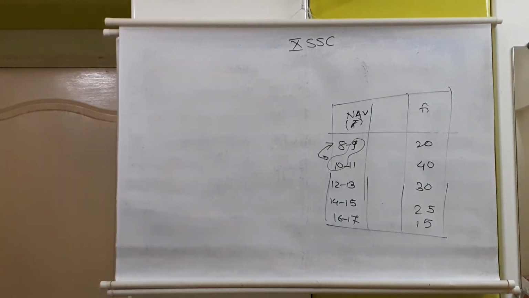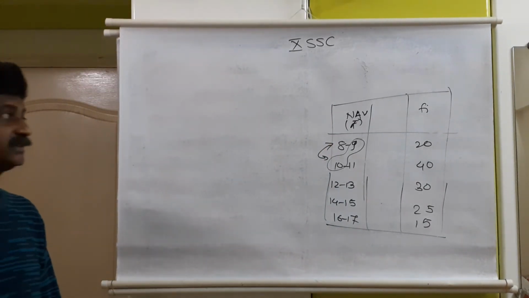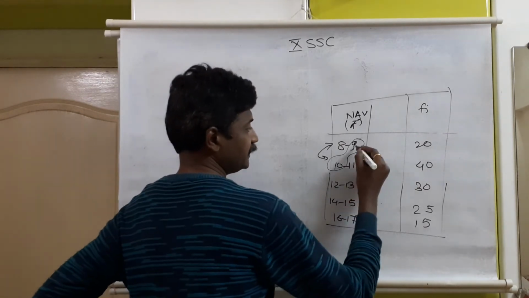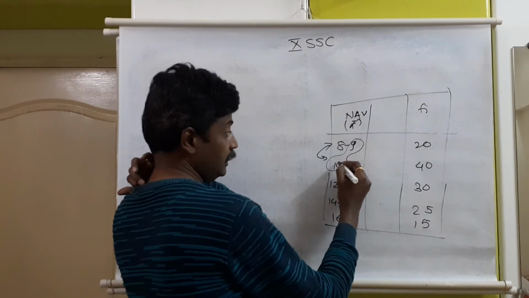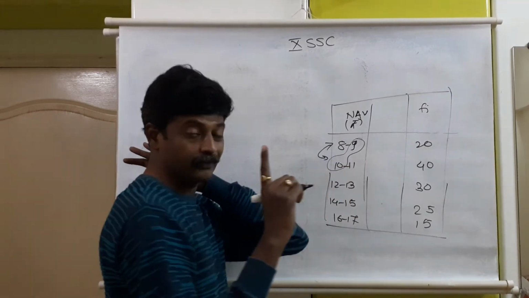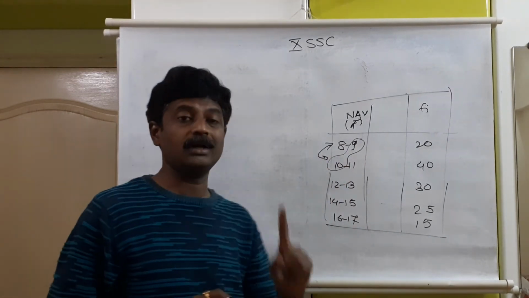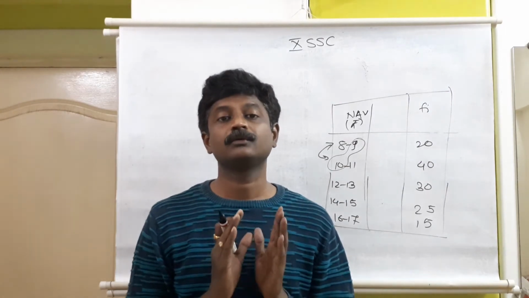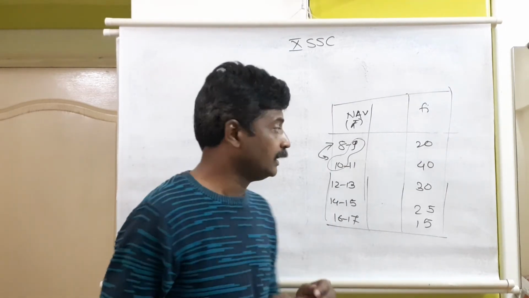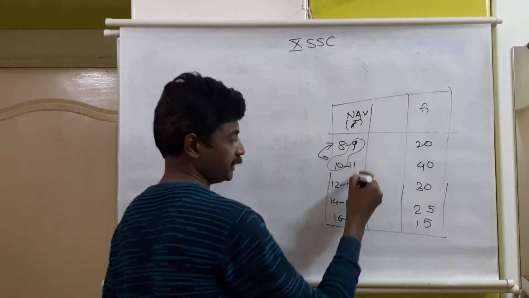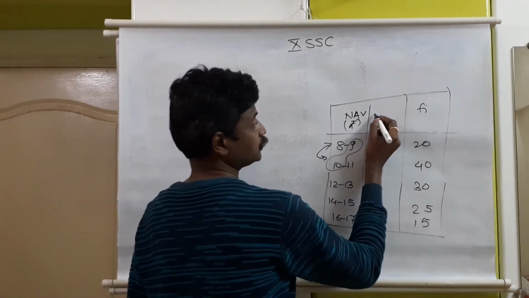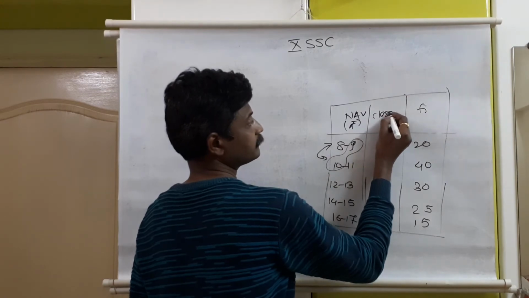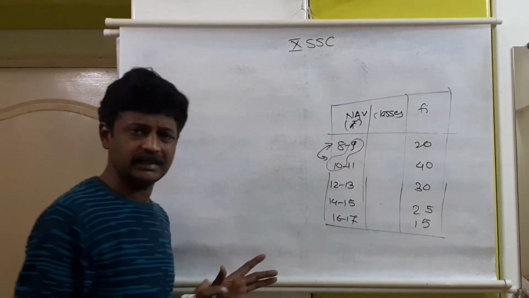Now our first important role is to make the classes continuous. For that, see the difference between successive upper and lower limits. These are successive classes. The difference between upper and lower limit is 1: 10 minus 9, 1. Divide that difference by 2: 1 divided by 2 is 0.5. Add 0.5 to all the upper limits. We have to add 0.5 to all the upper limits. So here we can write the continuous classes.